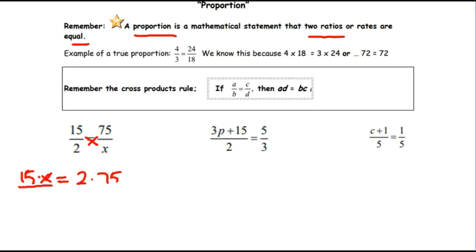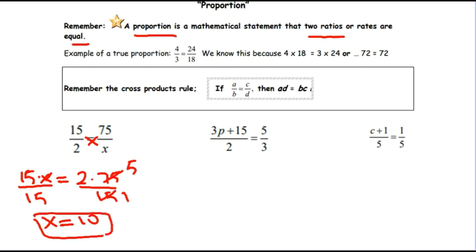So I have to remove this 15 from this side by division. So basically I divide each side by 15, so x is going to be equal to, 15 goes into 75 5 times, and 2 times 5 we get 10. Okay, so we did the cross multiplication and then we got two cross products, as you see right here, that are equal to each other, and as a result I solved this equation for x, and I got x is equal to 10.